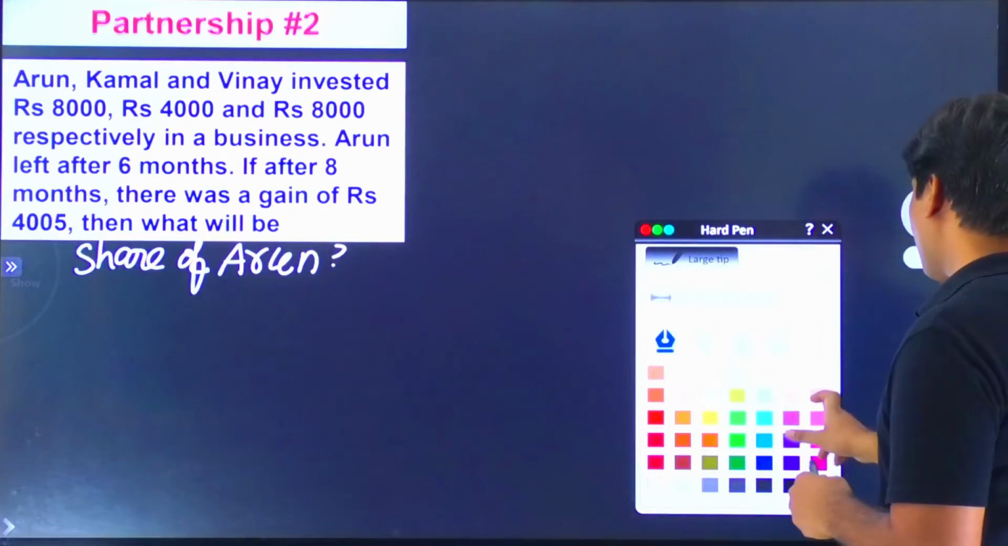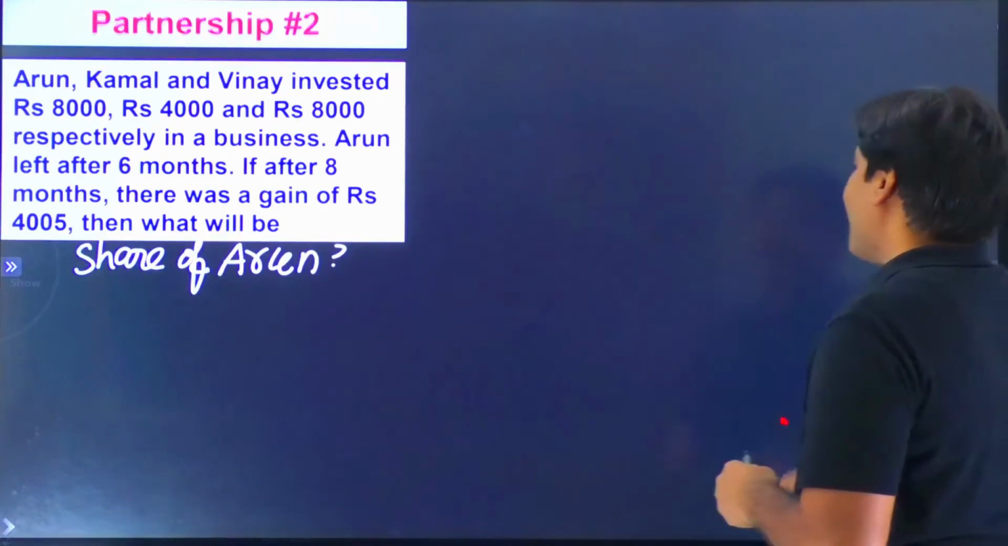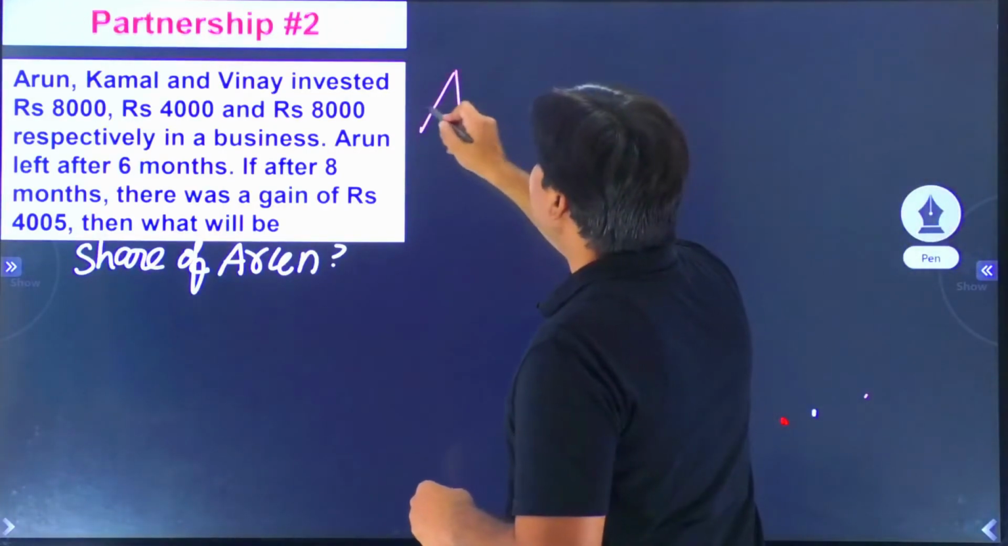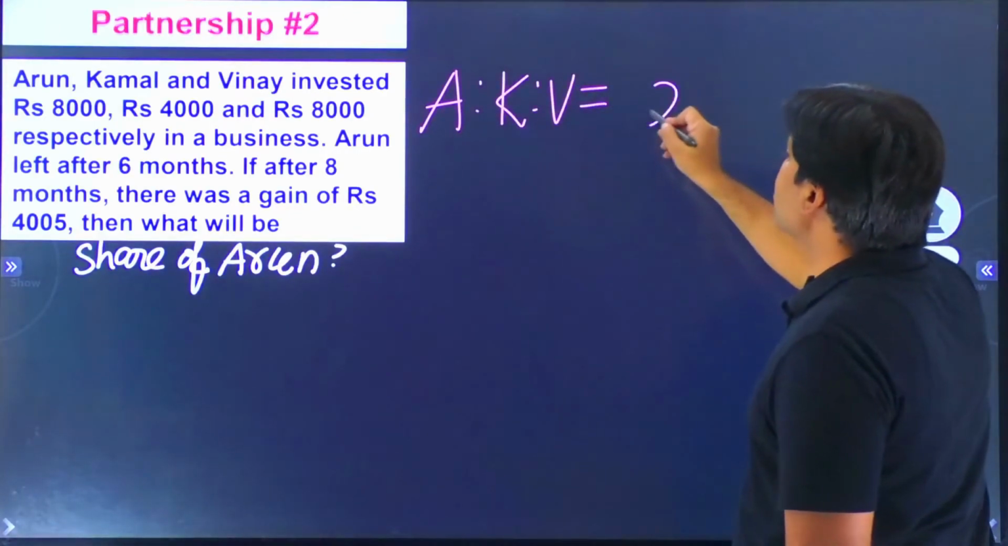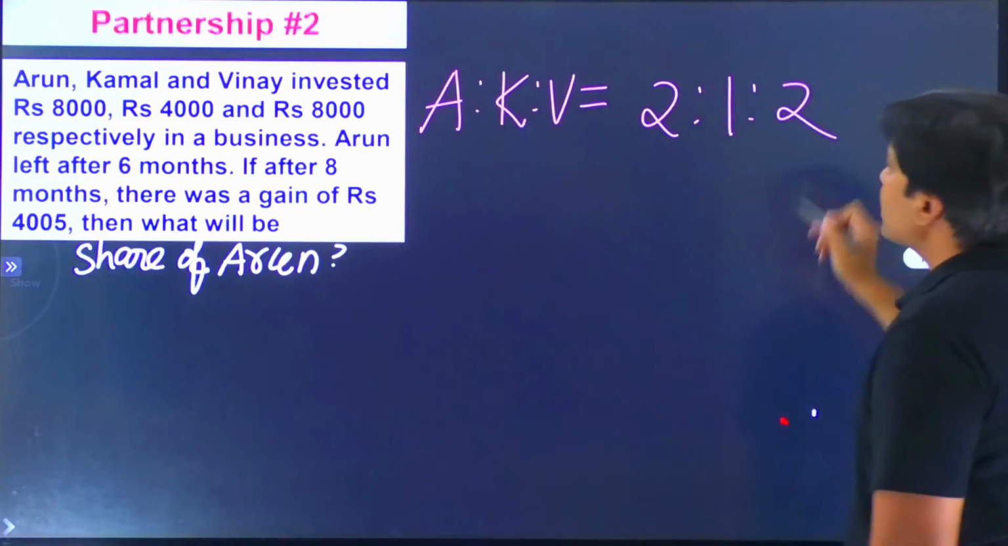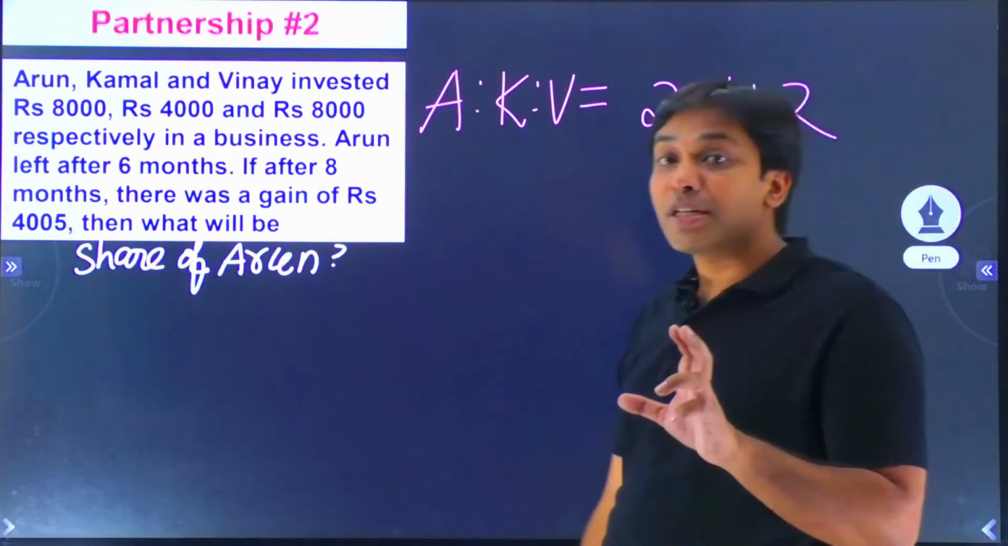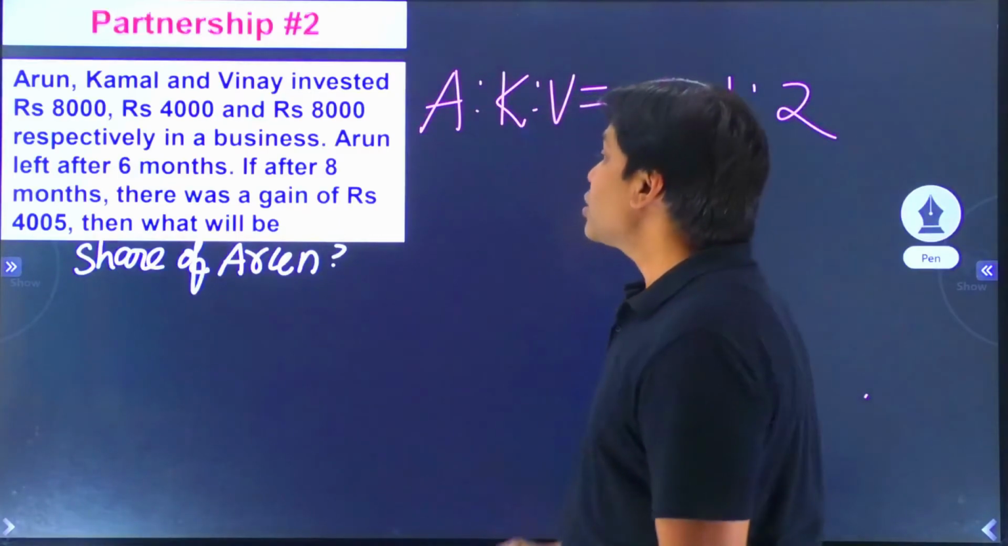I'm just thinking which color I should be choosing. So this, you have got Arun and then Kamal and then Vinay. I would write this as 2:1:2. Did you understand this? So this is what you should be writing in the examination. इतनी calculation आपकी अच्छी होनी चाहिए.